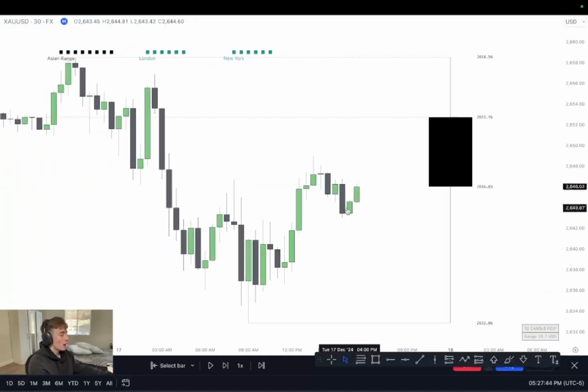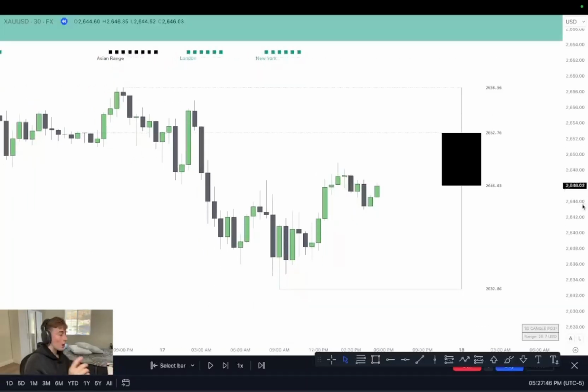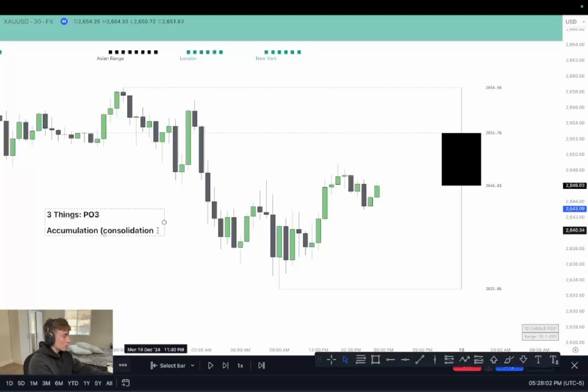And we're trying to master power of 3. So first of all, what is power of 3? That's going to be 3 things. PO3. Which is going to be accumulation, or in other words, consolidation. That's the first factor. There's going to be manipulation and distribution. AMD, that's what it's called, the power of 3. And this power of 3 exists in every daily candle.